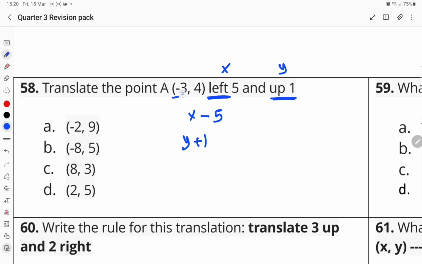So again, subtract 5 from the x. Add 1 to the y. Negative 3 minus 5 is negative 8. 4 plus 1 is 5. So this is the correct answer.